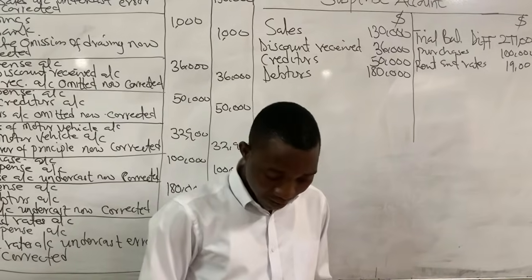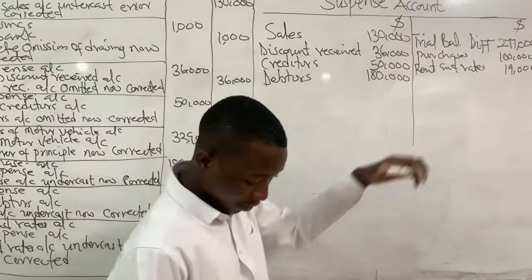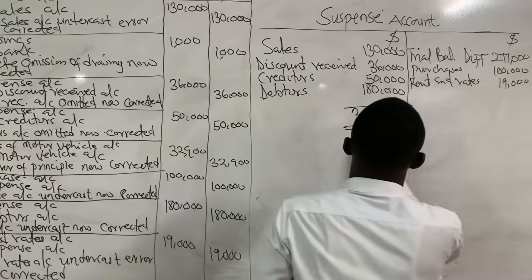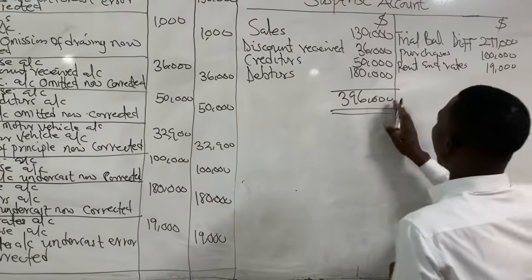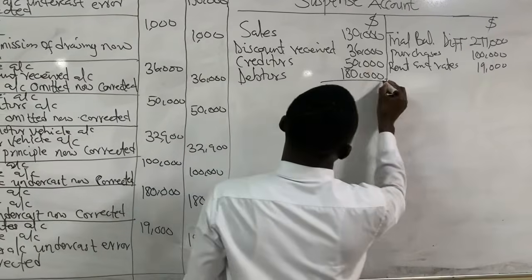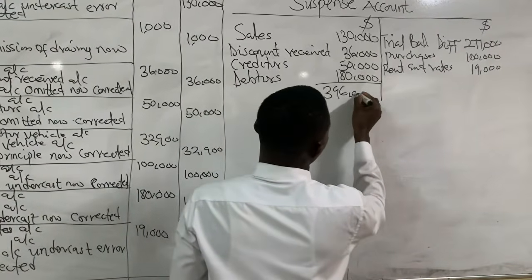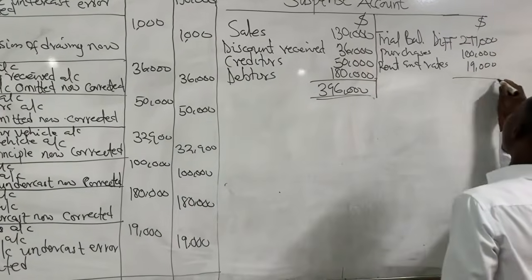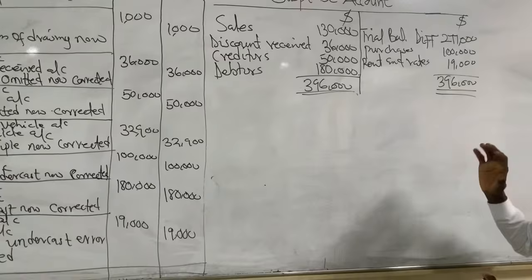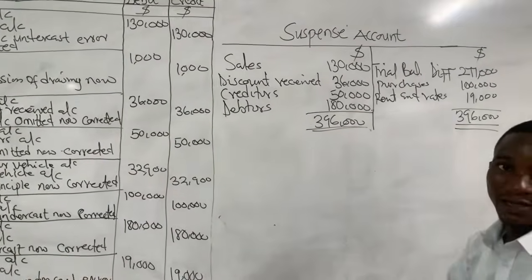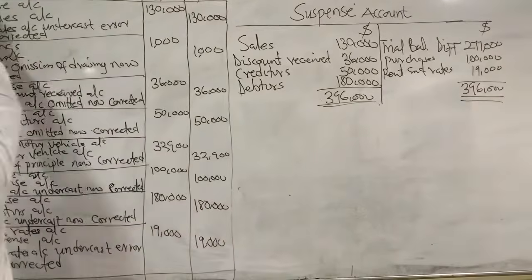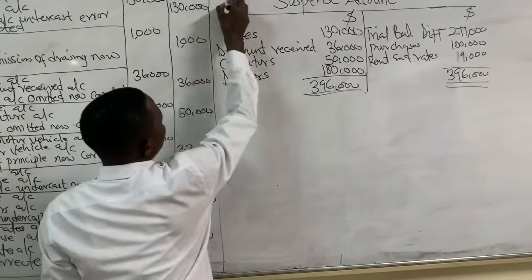By closing the suspense account, you add the debit side, add the credit side. When we sum this up, we will get 396,000. Let me do it this way so that I can get a space to do the statement of adjusted net profit. So the total here will be 396,000. Then we sum this up, it will also give us 396,000. Alright? So the suspense account must balance on its own if the errors are corrected successfully. But mind you, this is requirement A, the journal. This is requirement B, the suspense account.